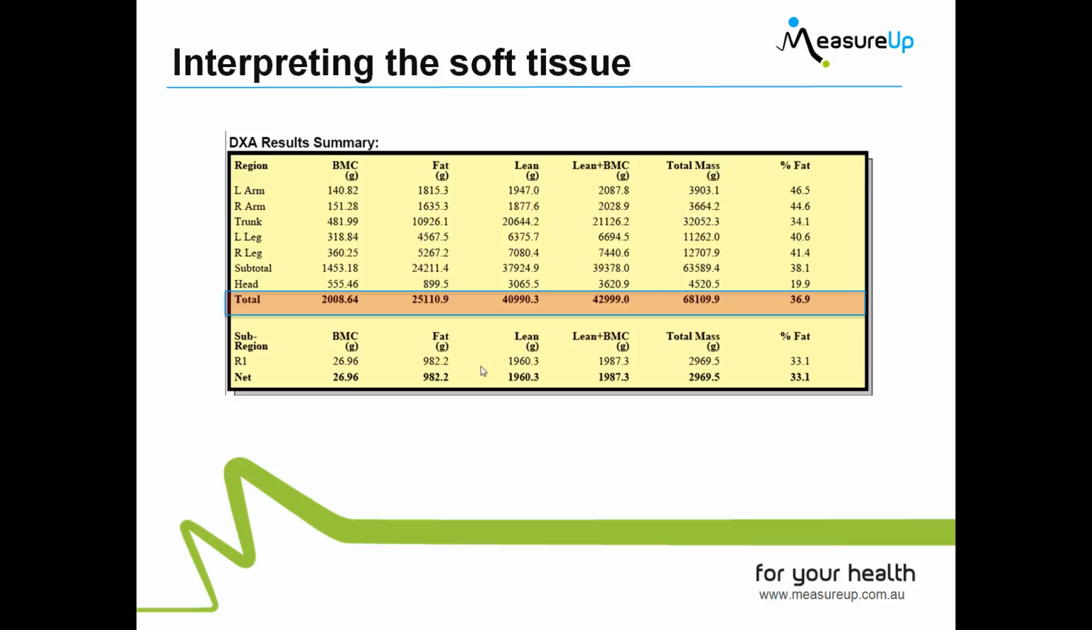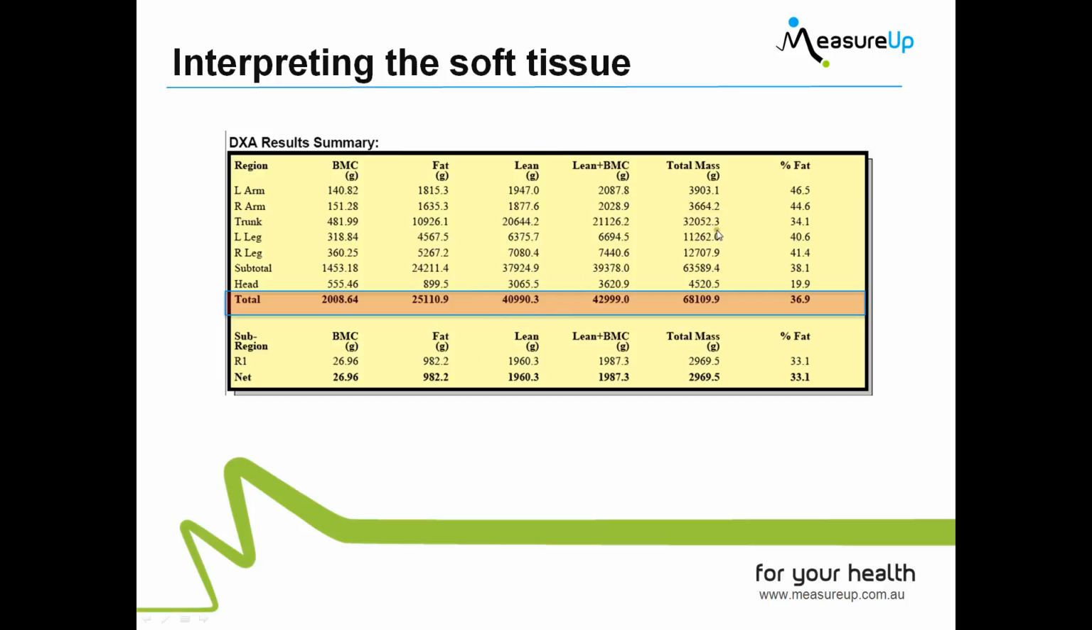When we examine the soft tissue, this is the table that represents all that information. Let's go through that. Bone mineral content, again, is 2 kilograms in this particular individual. Fat mass in grams or kilograms is 25.1 kilos. Lean tissue mass is 40.9 kilograms. This also is essentially your muscle mass.